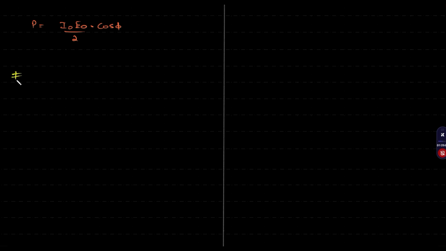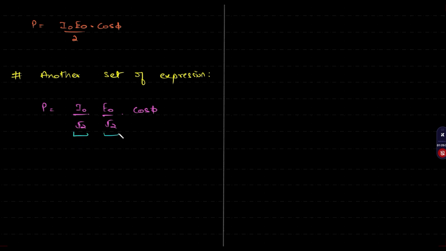Okay, there's one more thing I forgot to do. This can also be expressed in the following manner. Another expression: P is equal to I naught by root 2, E naught by root 2, cos phi. These are, remember, your RMS values, root mean square values. This is one more expression.